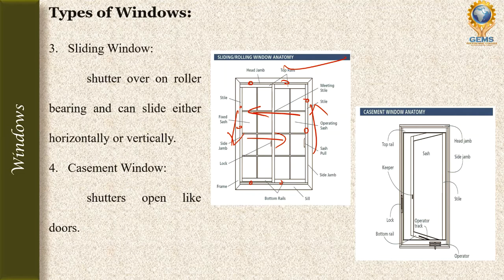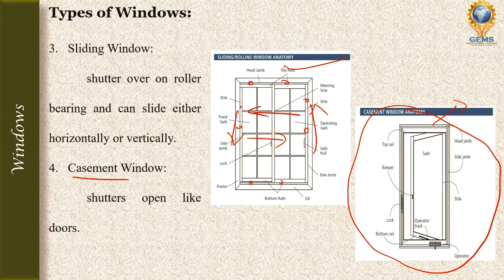Fourth one is casement window. This is how the casement window will look like. The window frame will be fixed to the wall, and the shutter frame will be fixed to the window frame at one end, so that you can open the window like a door. That's why we call that type of window a casement window.